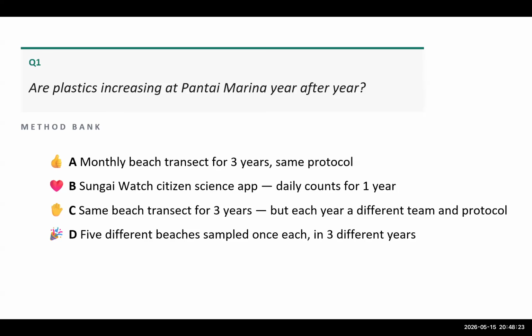So which one do you think is the best to see if plastic pollution is increasing year after year in one site? Which one of the methods do you think is the most reliable? A, B, C, or D? You can take maybe 1 minute to consider, and then you can start reacting with the emojis. Maybe you can put the emojis in the chat because I can see them. I'm not sure if I can see the reactions here because I'm sharing my screen.